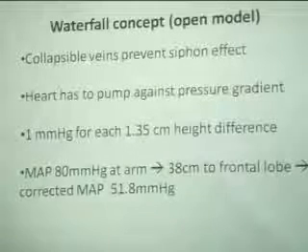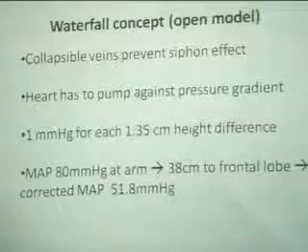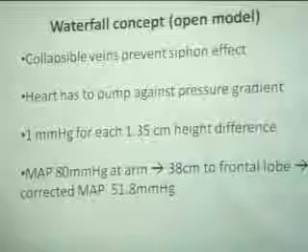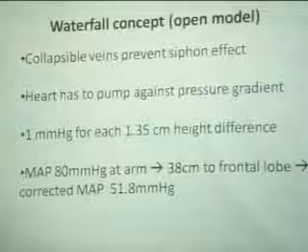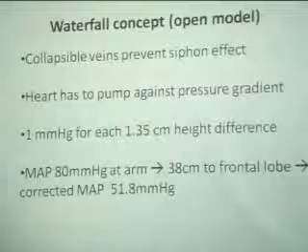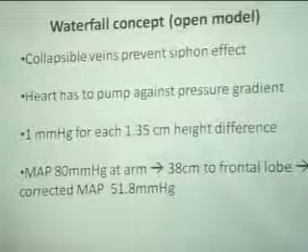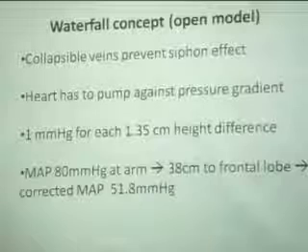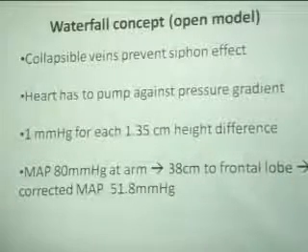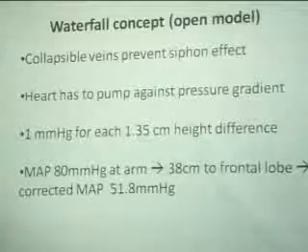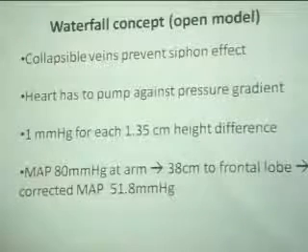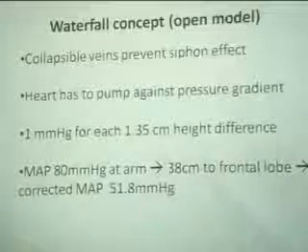But on the other side, you have neuroanesthetists who do sitting position cases regularly, and they are of the concept that the blood pressure does not agree with the siphon concept. That is, the veins are collapsible, therefore it's not a rigid tube system, therefore the heart has to pump against a pressure gradient. Now, this pressure gradient, I'm sure many of you would remember from physiology, is exactly 1 millimeter of mercury change for every 1.35 centimeters of height difference. So if we have a MAP of 80 millimeters of mercury at the arm and 38 centimeters of distance to the frontal lobe, the MAP at the frontal lobe will be around 51.3.